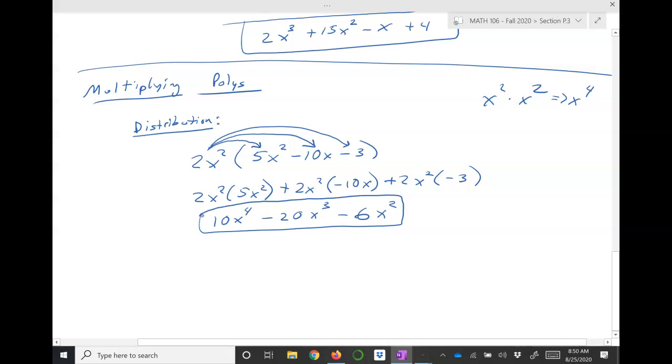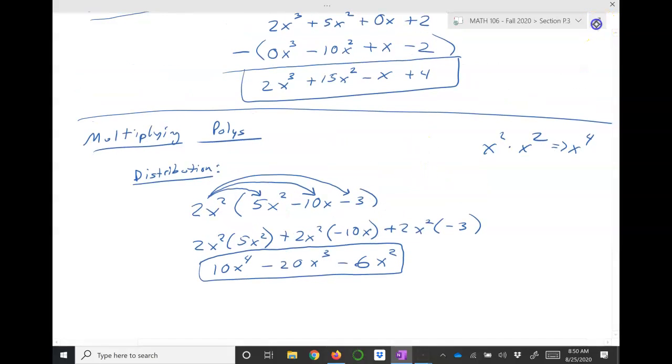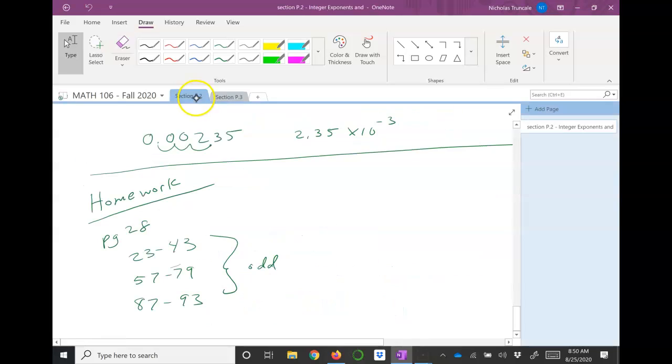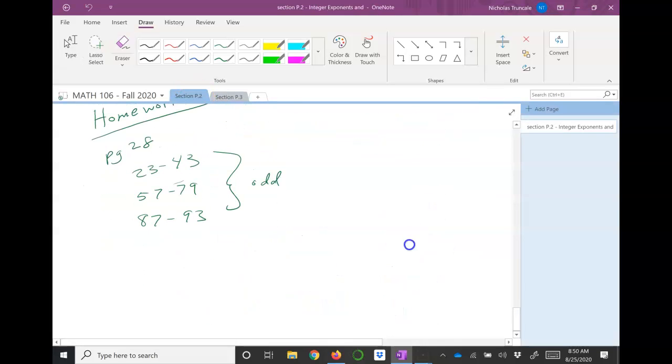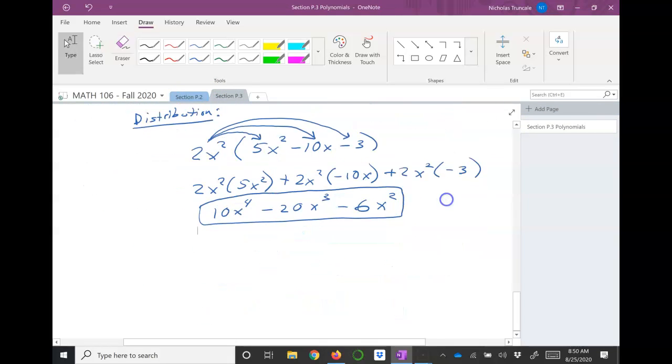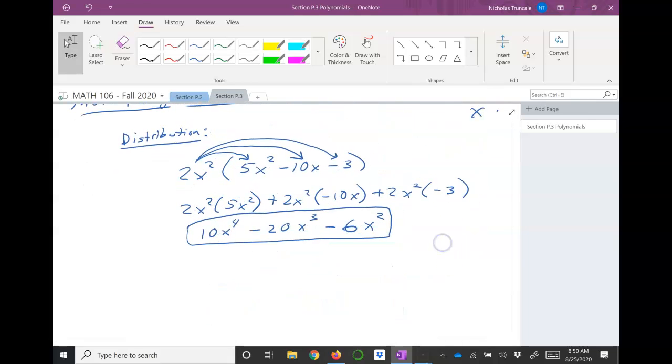Also, I think this was in P2. Let me check on that. Oh, because it wouldn't have been in P2. Well, I'll say it now. When you're going to give answers, and the answers are in polynomials, you're going to want to have the highest degree first. So in this case, the highest degree was x to the fourth. And then lowest degree last. So you start highest degree, and then you move through to lowest degree.